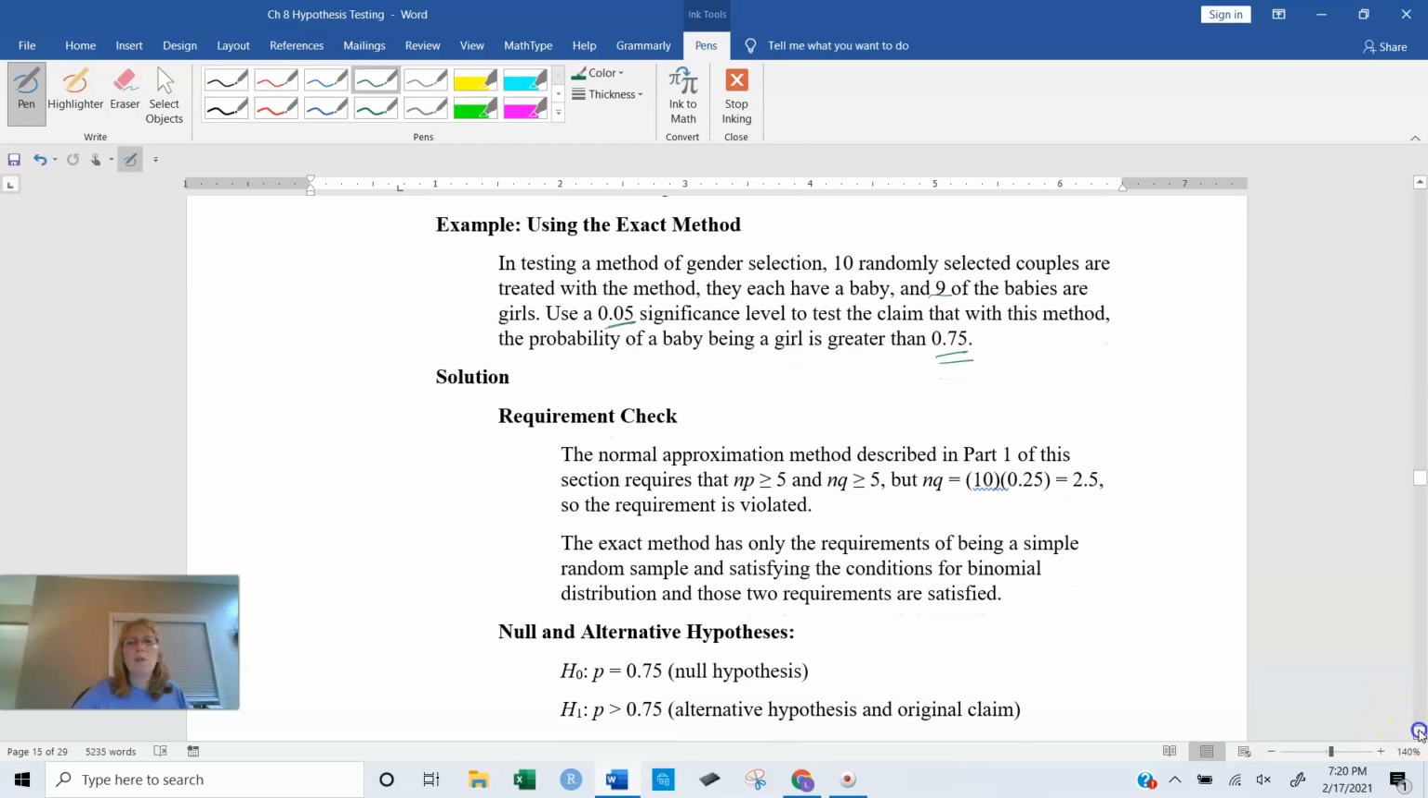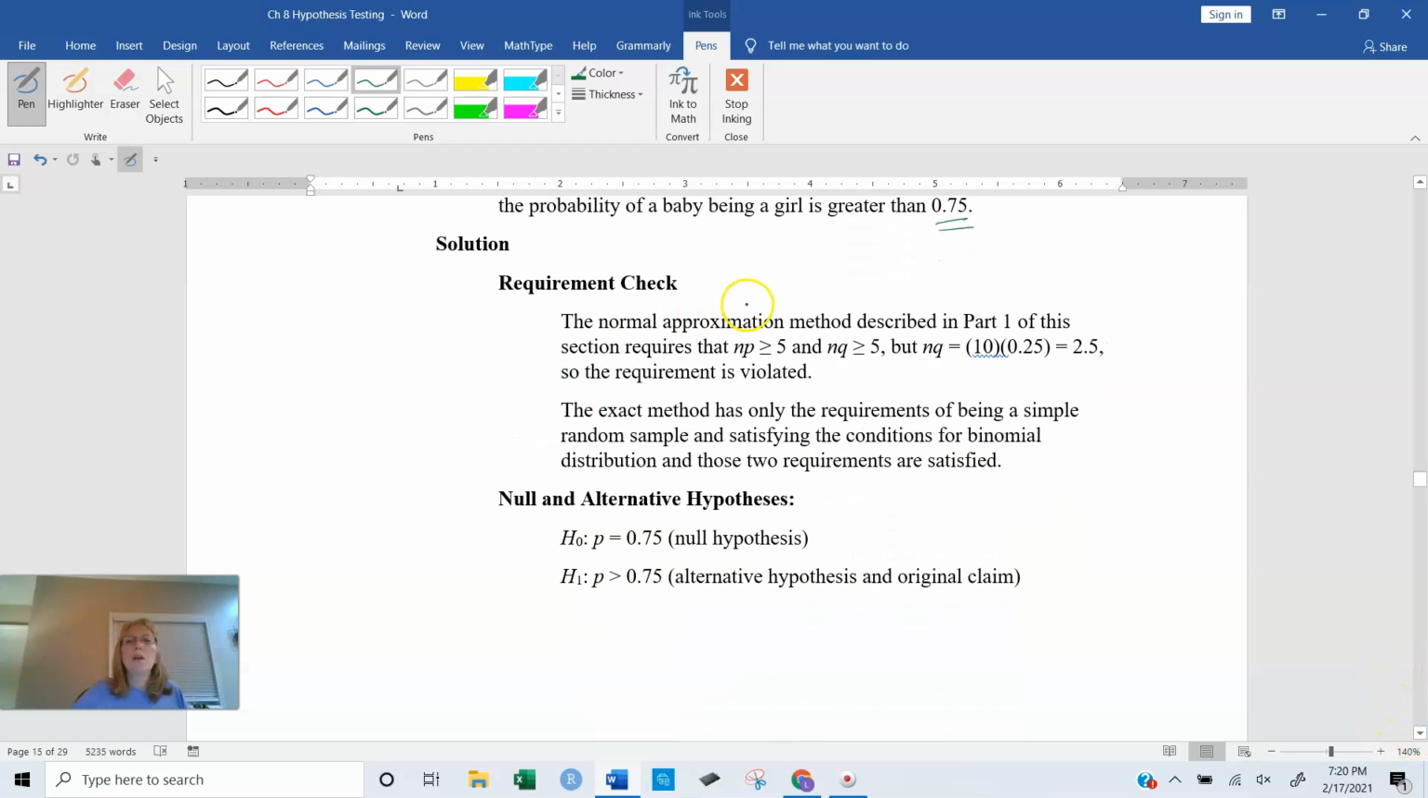So let's check our requirements. We have a normal distribution, described in part 1, and np is greater than 5 and nq is greater than 5. But nq equals 10 times 0.25, which is 2.5. So the requirement's violated. The problem is the exact method has only the requirement of being a simple random sample and satisfying binomial. And this it does. So these two requirements are still satisfied. So even though we don't have the 5, we're still good. The 10 is just too small of a sample to do this with.